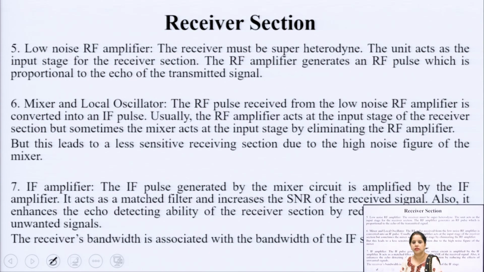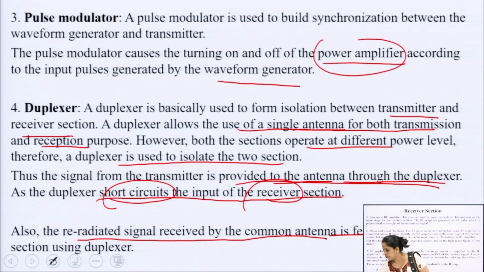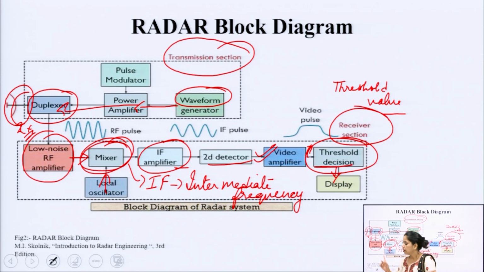Now comes the receiver section. Just have a look at the receiver section part again. What does it carry? Low noise RF amplifier, mixer, IF amplifier, local oscillator, second detector, video amplifier, threshold decision and the display.